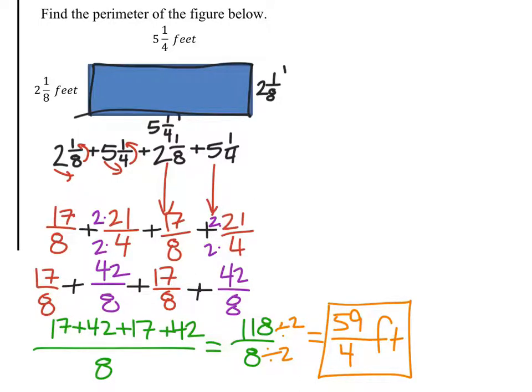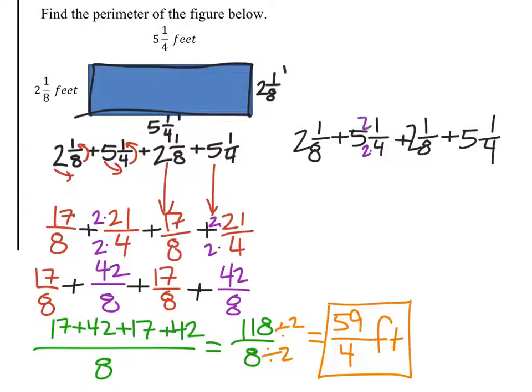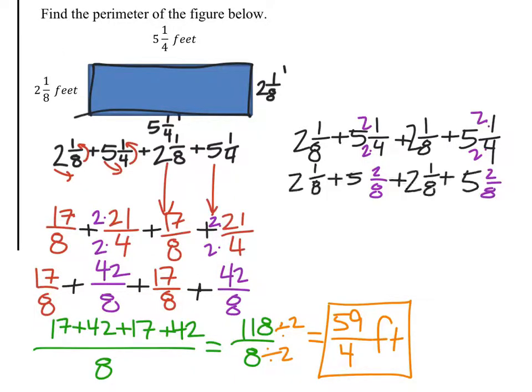On the other hand, if I were to use the second method, first thing I would want is common denominators with those fractions. I know I can add the whole numbers right now, but I'm just going to change these, all right? So I'm going to multiply these by 2, so I have a common denominator of 8, right? So I'd really have 5 and 2 eighths here and 5 and 2 eighths there.